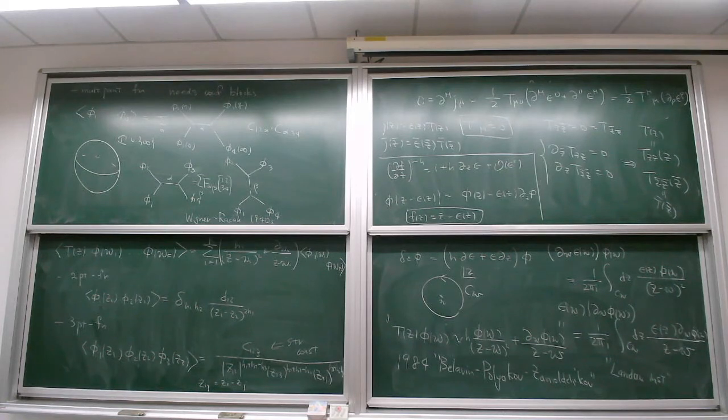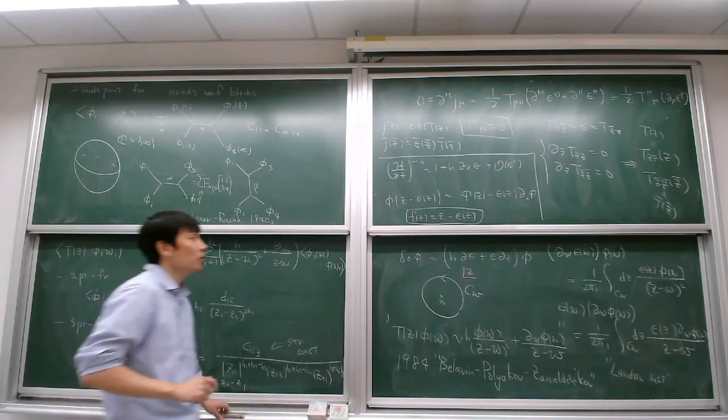Okay, so shall we take a look at some examples for the 2-point and 3-point functions for a free field, and then let's finish.